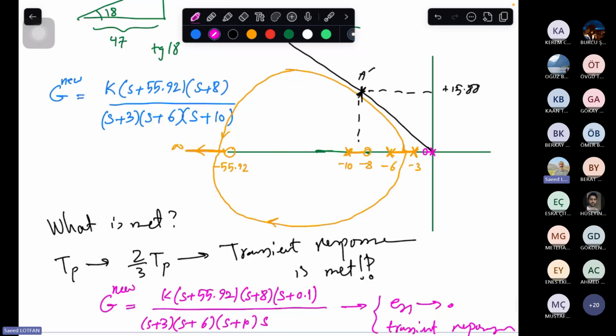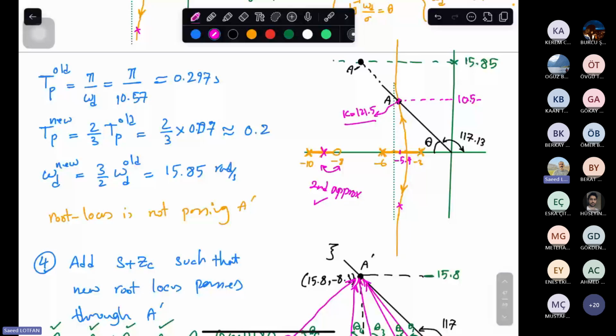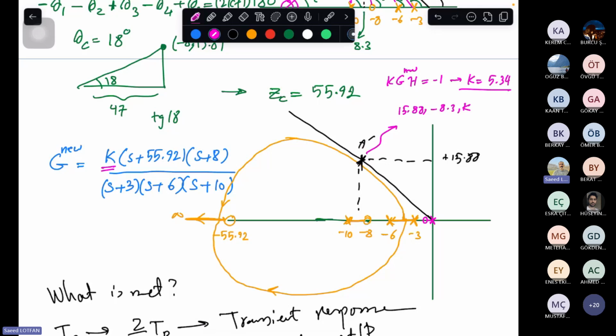What is K also? If you want to discuss the new K here, I have to find the new K value. In this condition, A was 121, but here this point is 50.88 and minus 8.3, and K. How do we find K? We say K times G of nu times H of nu equals -1. From here, K will be 5.34.